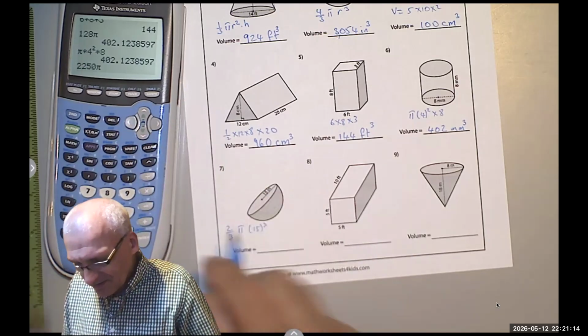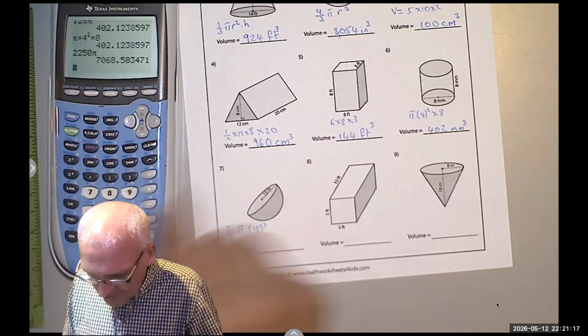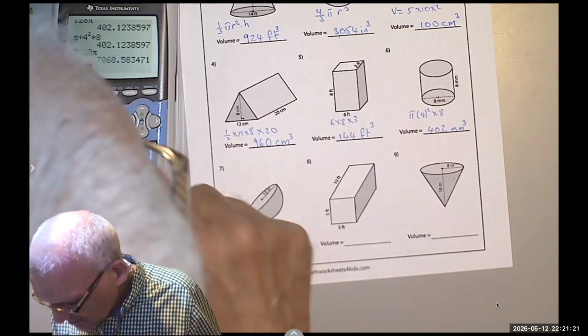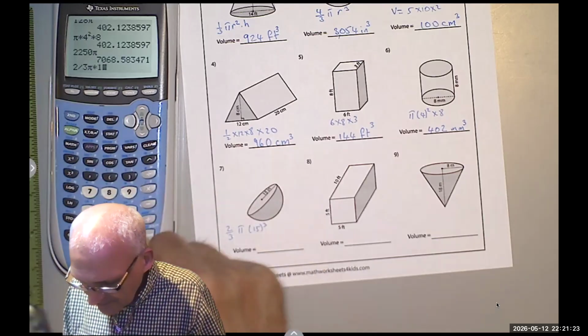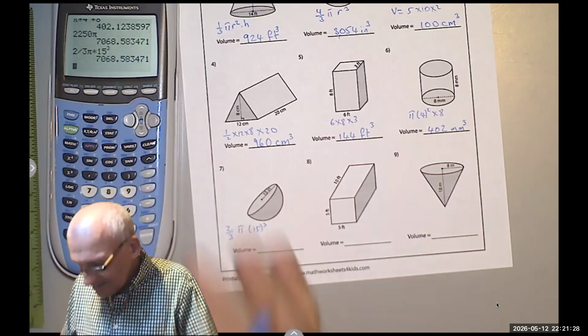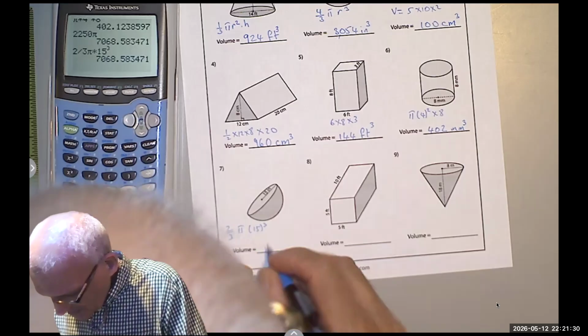2250. Oh my God. Is it? Let's see, 2/3. I don't know how to do math. I forgot. 15 cubed. No, still didn't lose that.